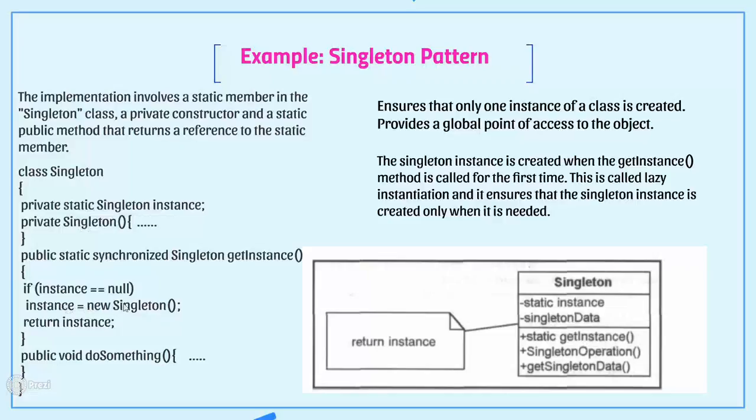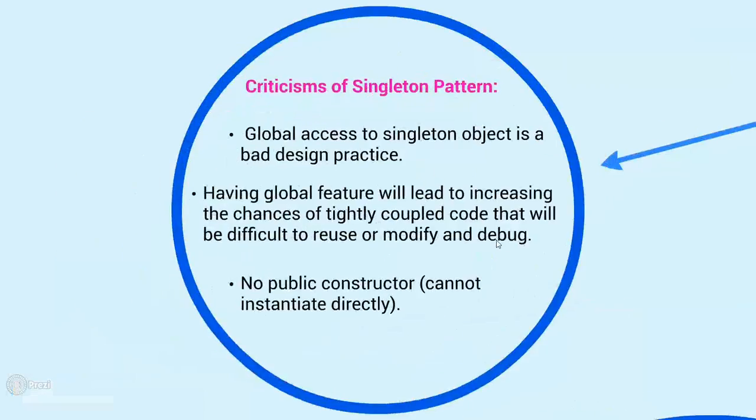The singleton pattern ensures that only one instance of a class is created and provides a global point of access to the object. The singleton pattern is a kind of lazy initialization, and it ensures that the singleton instance is created only when it is needed. As I said, we use the getInstance method to call the singleton instance for the first time. So let's see what the criticisms of the singleton pattern are.